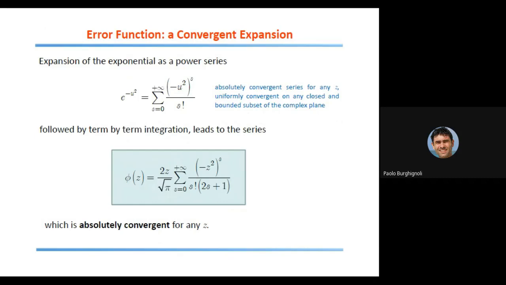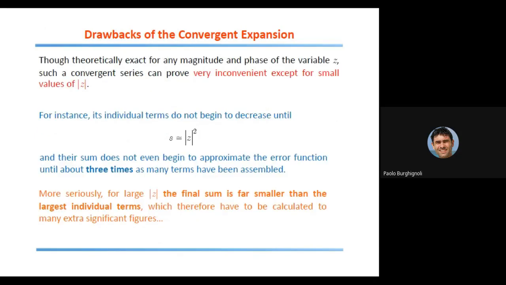Okay, the point is, how many terms do you need to add in order to get an accurate answer? So this series is theoretically exact for any magnitude and phase of the variable z. However, it is easy to see that it is numerically quite inconvenient unless your variable z is small in absolute value. Why that? Well, because if you examine closely the behavior of the terms you have to sum, then you will discover that the individual terms of this series do not begin to decrease until the integer index s is of the order of the squared absolute value of the variable z.